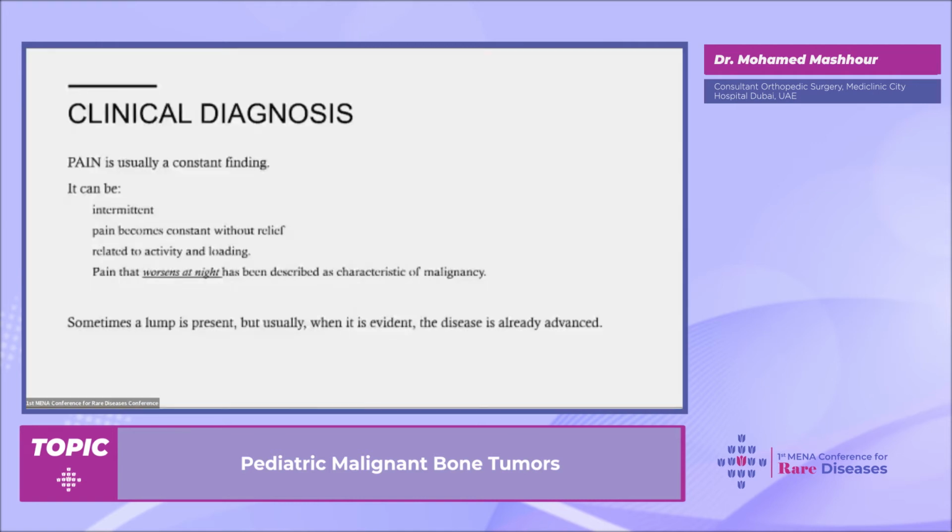It wakes and disturbs sleep. And this is an alerting sign. It's one of the red flags. You need to pay attention when a patient presents with that, and you need to ask very specifically: does this wake you at night or not?